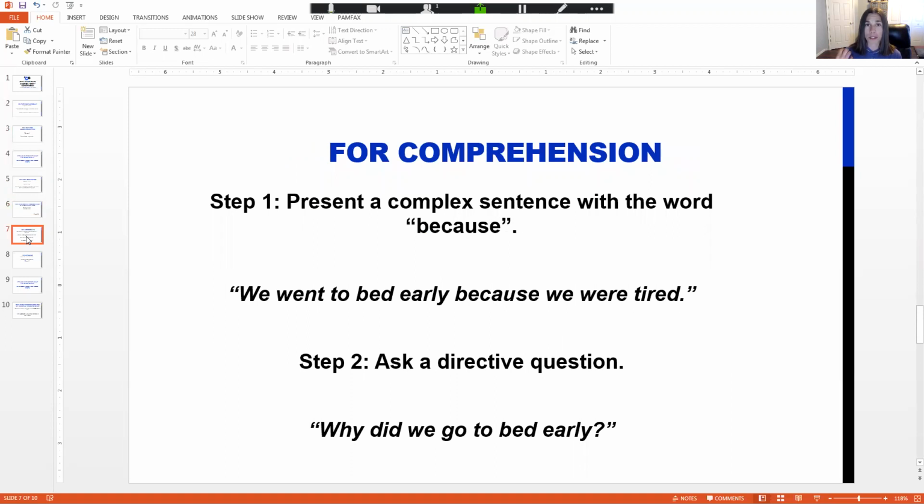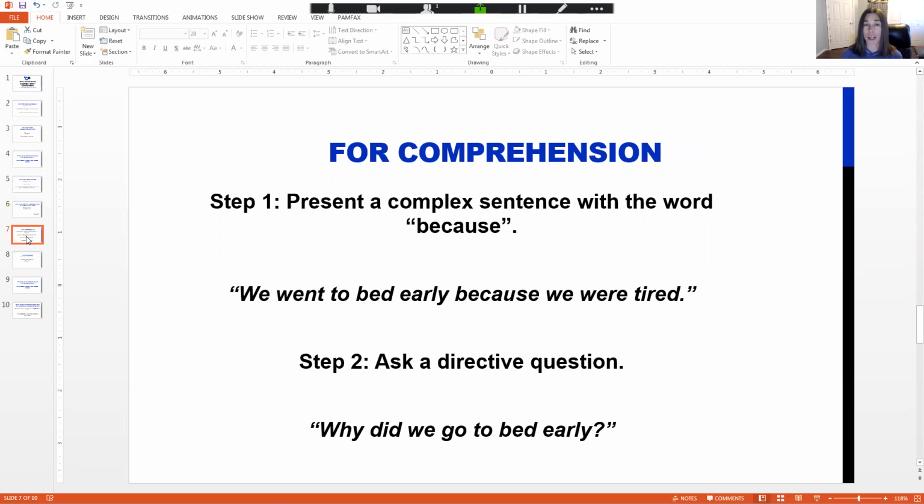So in order to be able to answer a why question about something that's happening, your students have to understand the message going in. So first, what you're going to do to work on this skill is present a complex sentence with the word because.